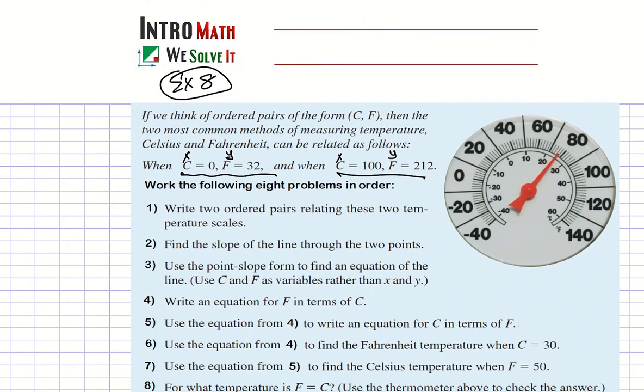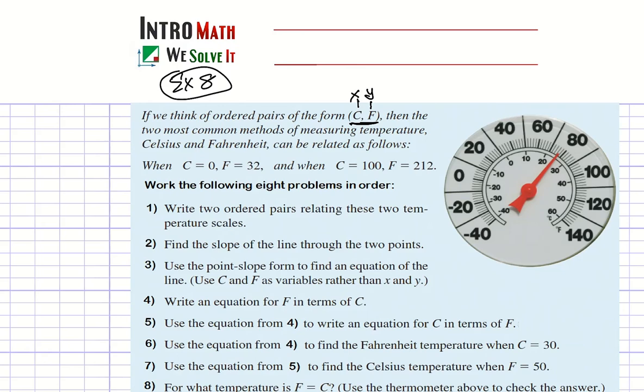Okay, here is our next problem. It's about temperatures. It says, if we think of other pairs of the form CF, then the two most common methods of measuring temperature, Celsius and Fahrenheit, can be related as follows. When C equals 0, then F equals 32. When C equals 100, F equals 212. Notice what is going on there. This is the X value, this is the Y value, but let's work in terms of the abbreviations of Celsius and Fahrenheit, so we're gonna use C and F. And then it says work the following 8 problems in order. You do it in order.